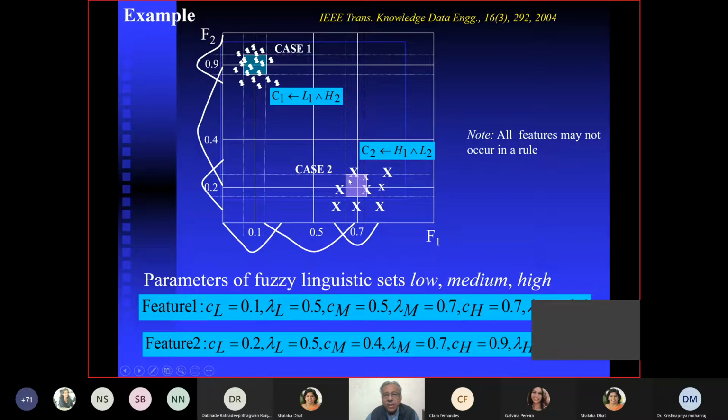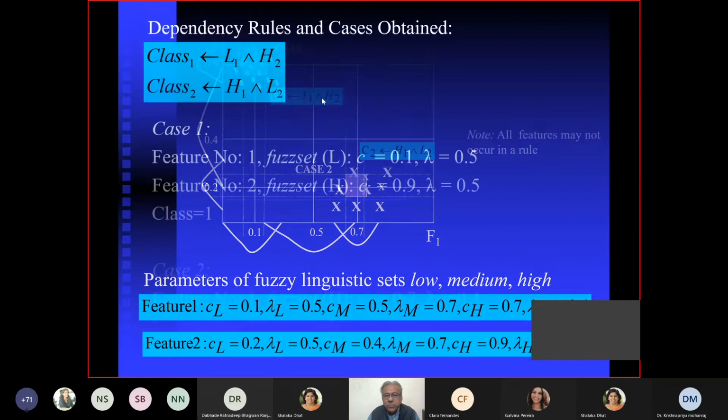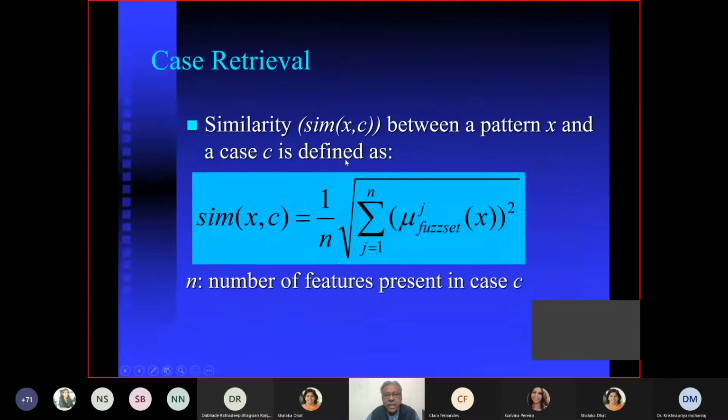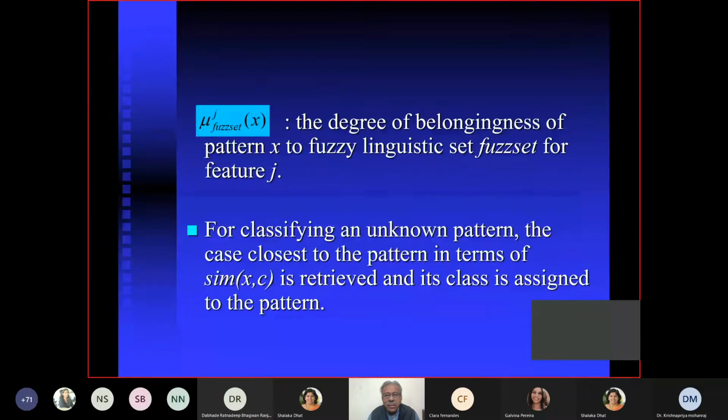So therefore, when I have stored these regions as the cases or the classes, and I get a new unknown, for the unknown we only compare with this first feature low and second feature high, not with medium. Similarly for the other one, and then I retrieve the class to which it has maximum similarity. That means I compute the similarity only with respect to those membership values which have appeared in the rule, not for all membership values. And that's how I reduce the time also.